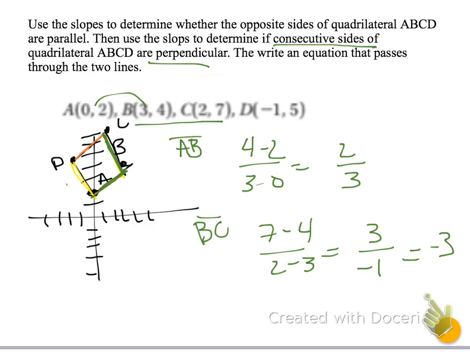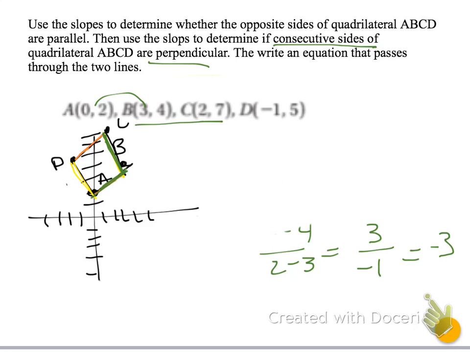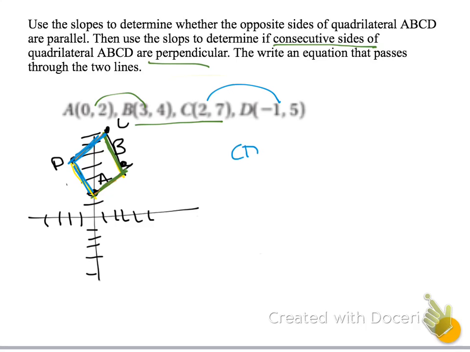Okay, so we know that those lines are not perpendicular because they're not opposite reciprocals. Remember, opposite, one has to be positive, one has to be negative. Reciprocal, one has to be one way and the other way has to be flipped. Okay, so let's try our others that are consecutive sides. So I'm going to switch colors. So now let's try this one and this one. So that one is C and D, so let's do that one first.